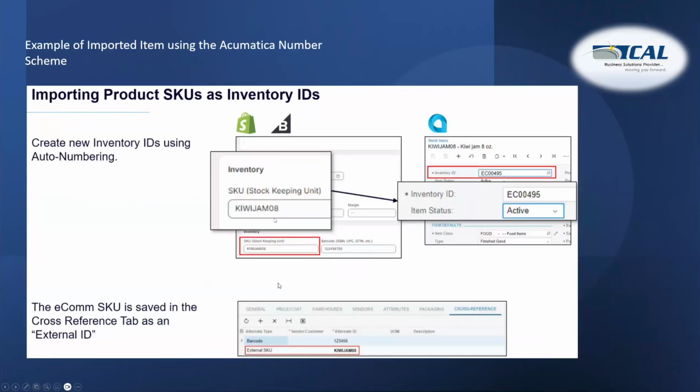So real quickly, here's a screenshot of an example of importing an item using the Acumatica numbering scheme. In the configurations, we have a numbering scheme set up. This is the inventory number from BigCommerce. You'll see when it comes into Acumatica, it's using Acumatica's numbering scheme. It is assigning a different inventory ID. However, down in the relations here, you will see it actually will store that external SKU.